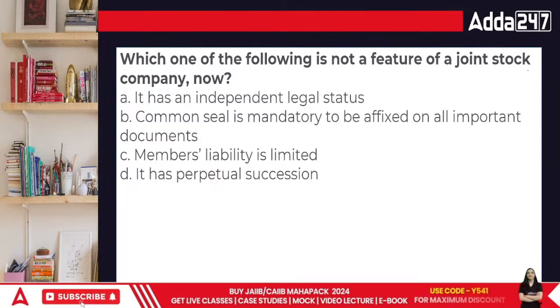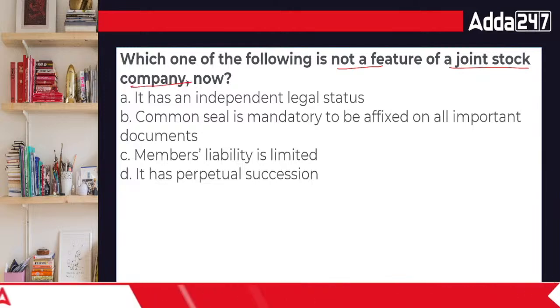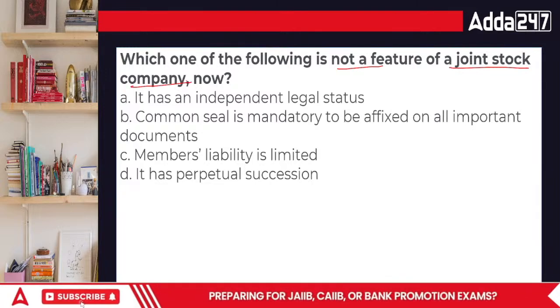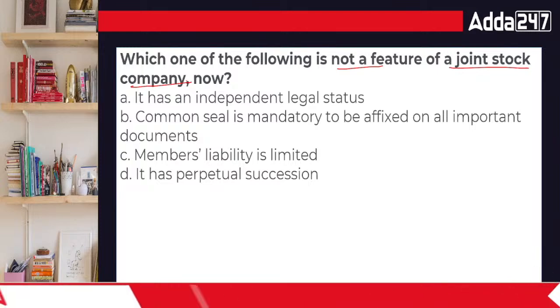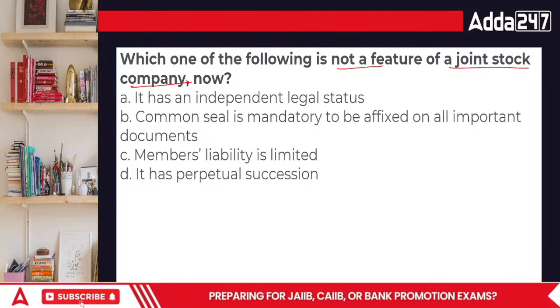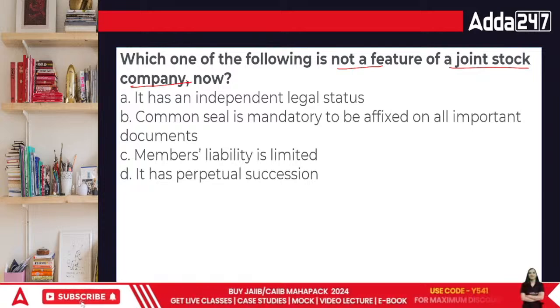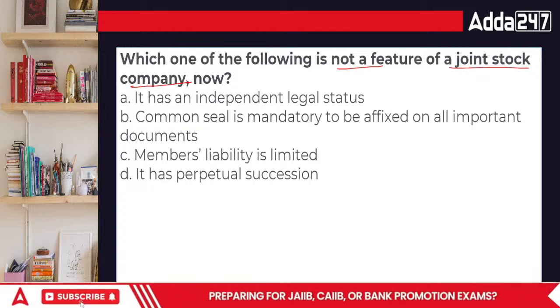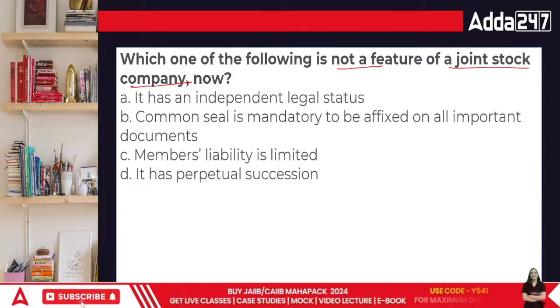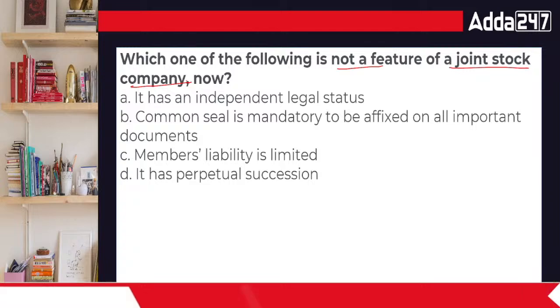Okay, now which one of the following is not a feature of a joint stock company? Joint stock companies are what? These are basically companies, na? Companies in the form of what? When we talk about companies, a company has its individual presence in the market. It is basically a legal entity, it has its PAN card. It has its own bank account. It can purchase and sell property in its own name. All those things are there.